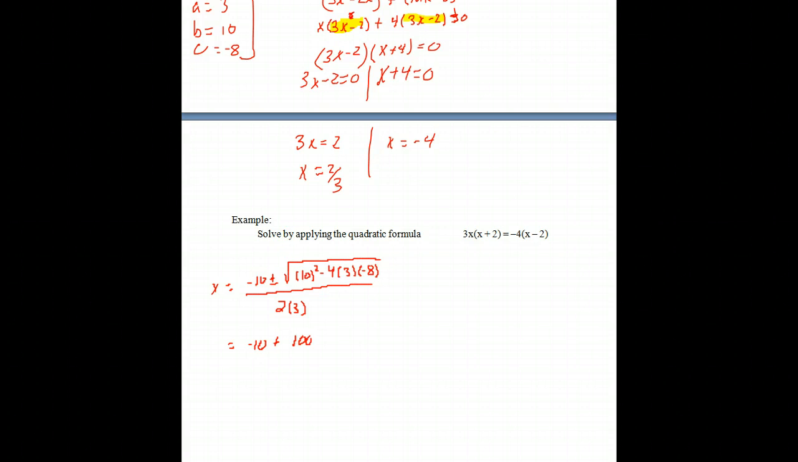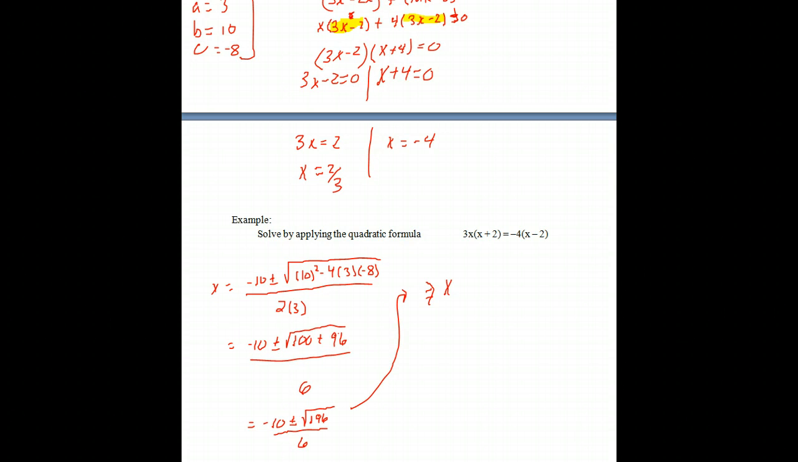Negative times negative, positive, and then 4 times 3 times 8. And then we end up with 96 there. Square root and divide by 6. So negative 10 plus or minus square root 196 divided by 6.